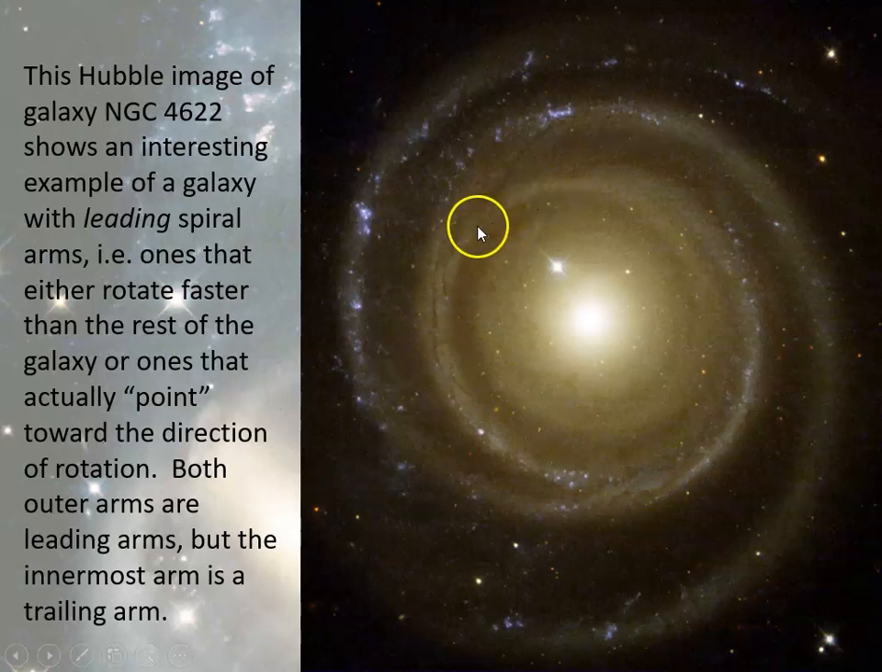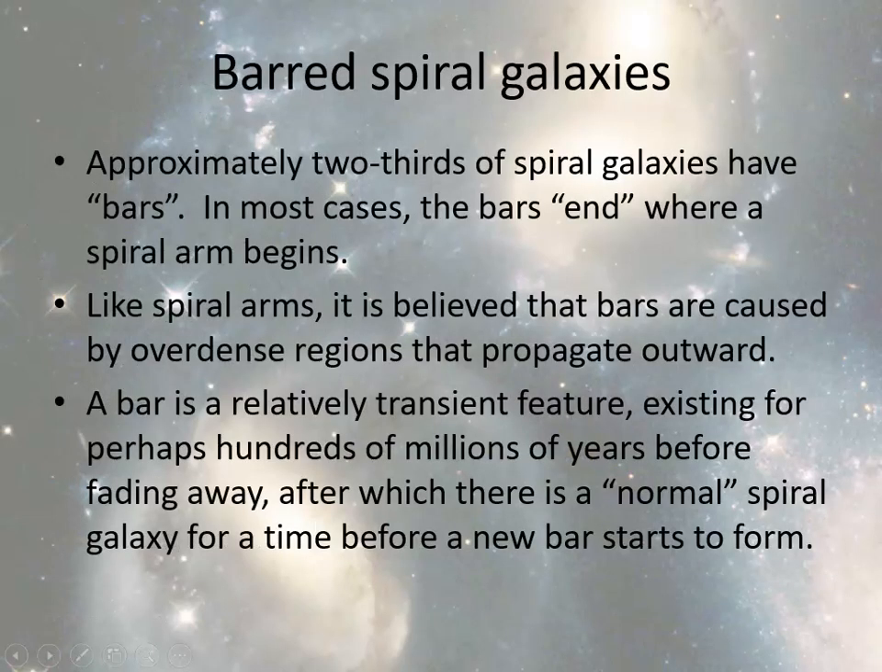Well, here's the thing. One of these arms is actually a leading spiral arm. It's rotating faster than the rest of the material in the galaxy. That's rare. Usually spiral arms are trailing arms. They rotate slower than the actual material that composes them. In other words, the material composing them is simply passing through, and then it enhances the arm as star formation occurs as that material passes through.